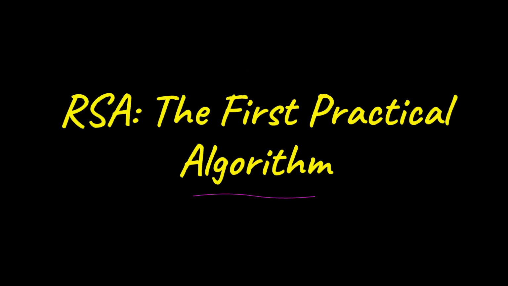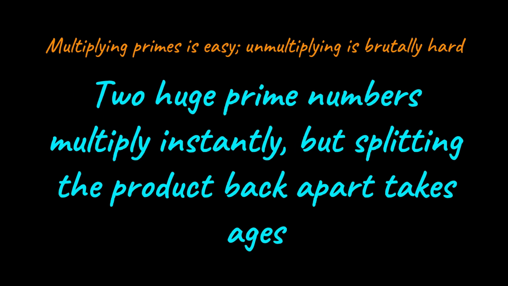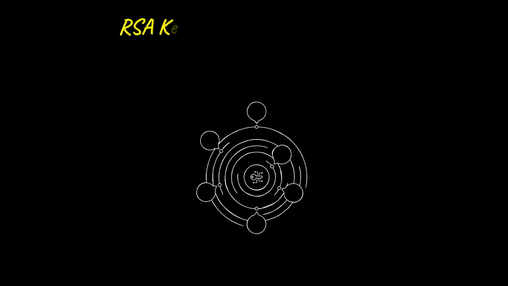In 1976, Diffie and Hellman introduced the idea of public key cryptography. In 1977, Rivest, Shamir, and Adleman turned that idea into a working algorithm, named after their initials. RSA's security comes from factoring. Multiplying two large prime numbers is fast, but recovering those primes from their product is enormously difficult. The public and private keys are built so that breaking one means solving that hard factoring problem.